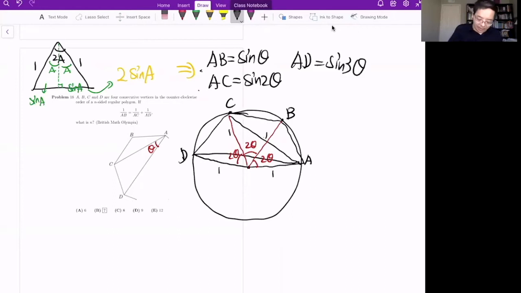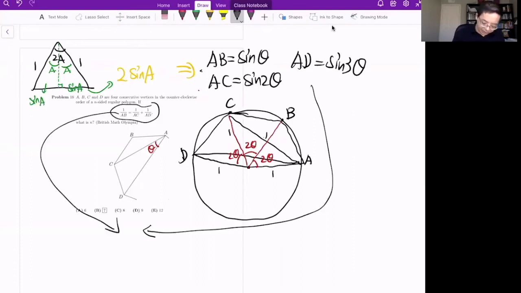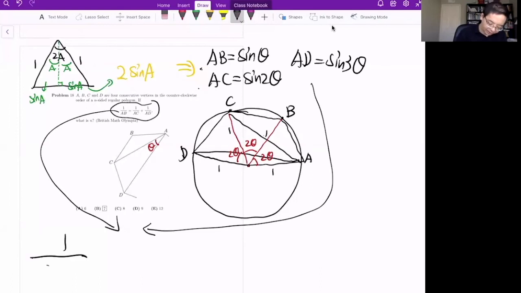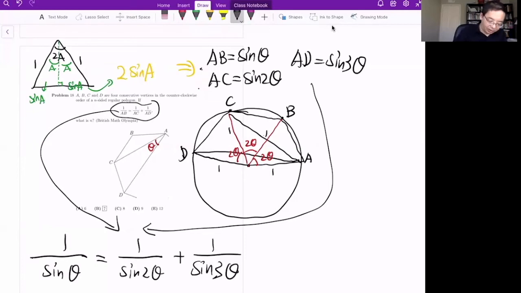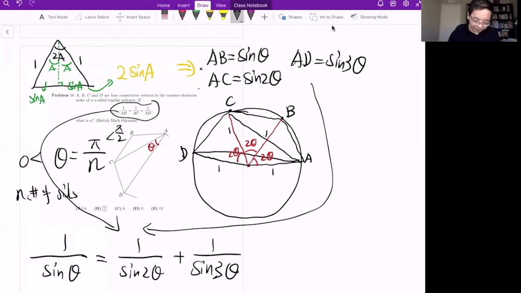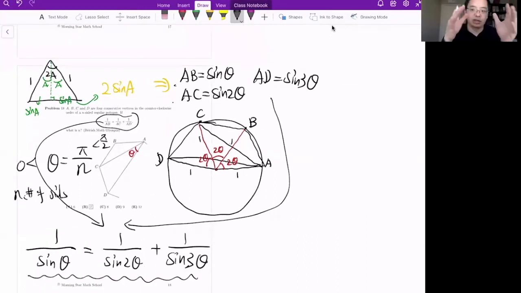All right, then this relation can be written in terms of trigonometric functions. So it's 1 over sine theta equals 1 over sine 2 theta plus 1 over sine 3 theta. Now this theta, of course, is just pi over n, right? So n is the number of sides, which is bigger than 1 but less than pi over 2, right? Okay. All right. Now what we need to do is simplify. Basically, we just need to solve this trigonometric equation.